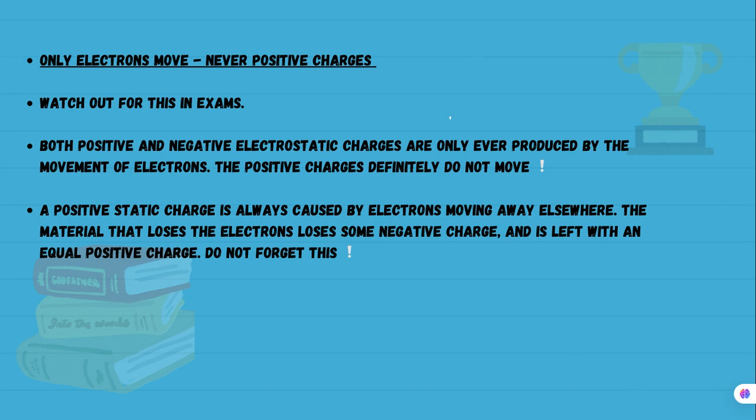Both positive and negative electrostatic charges are only ever produced by the movement of electrons. The positive charges definitely do not move. A positive static charge is always caused by electrons moving away elsewhere. The material that loses the electrons loses some negative charge and is left with an equal positive charge. Do not forget this.